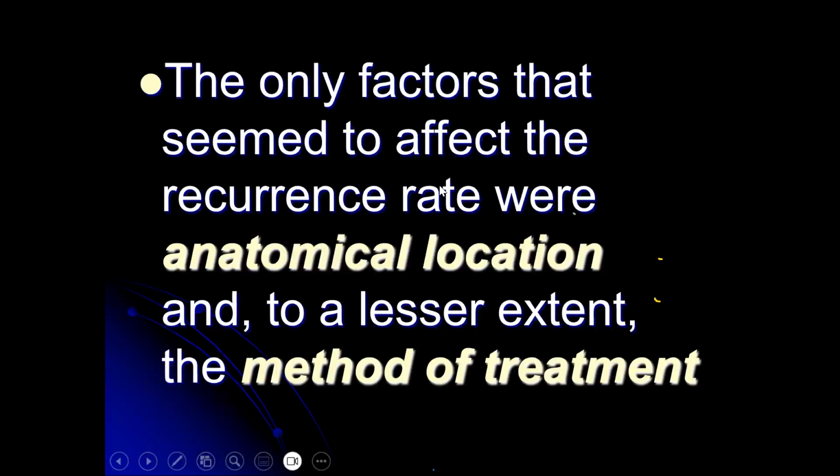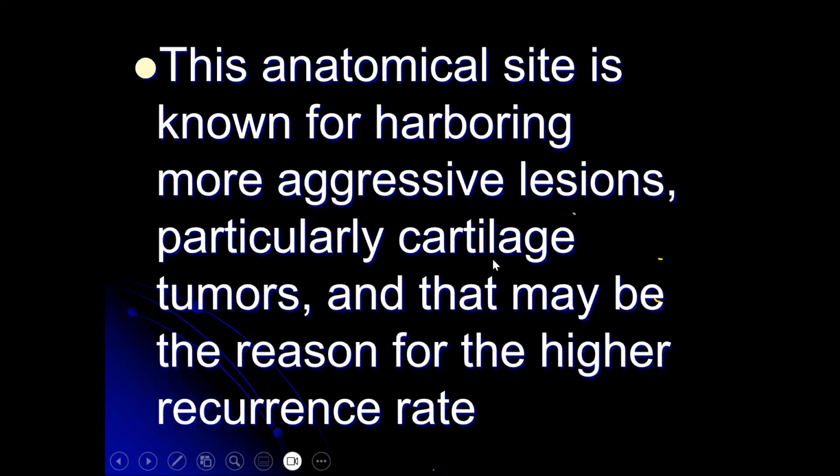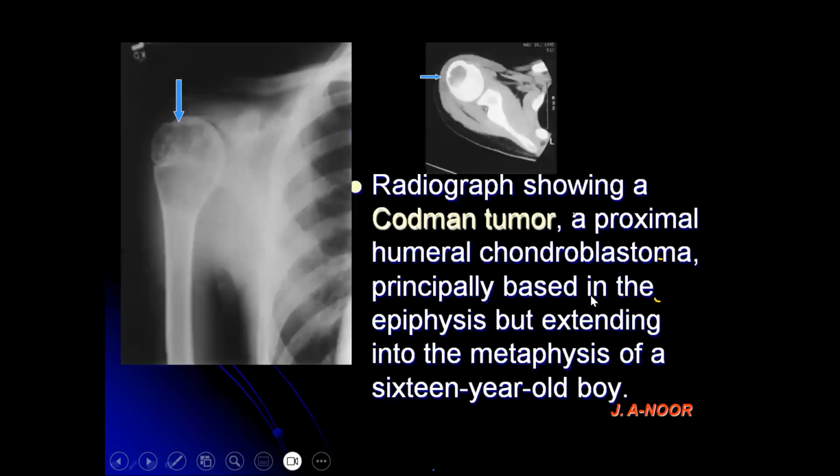The only factors that seem to affect the recurrence is the anatomic location, and to a lesser extent, the method of treatment. The lesions in the proximal part of the femur, the greater trochanter, and the pelvis recurred, and the tumors in the pelvis, and another that developed first in the rib and then in the pelvis, metastasized. You have to think of this. So some may be aggressive, depending on the location, depending on the age, depending on the surgical technique, because many times the physis will be open and the surgeon will be afraid to correct the lesion radically. So these are for chondroblastomas.